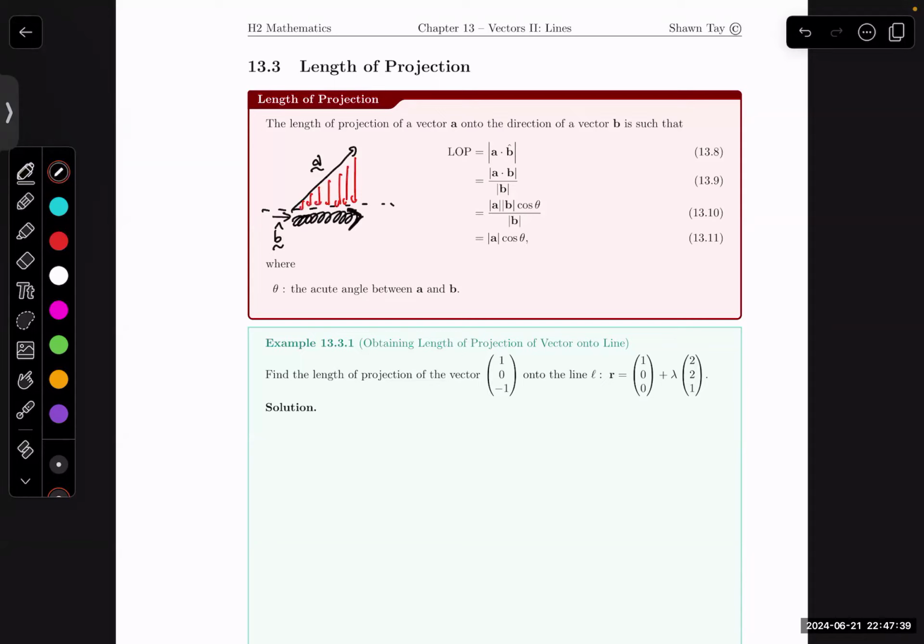The length of projection, sorry. This is the projection, this squashed mosquito. This is the projection. The length of projection is the length of this thing. If I measure the size of this mosquito, it's the length of projection.